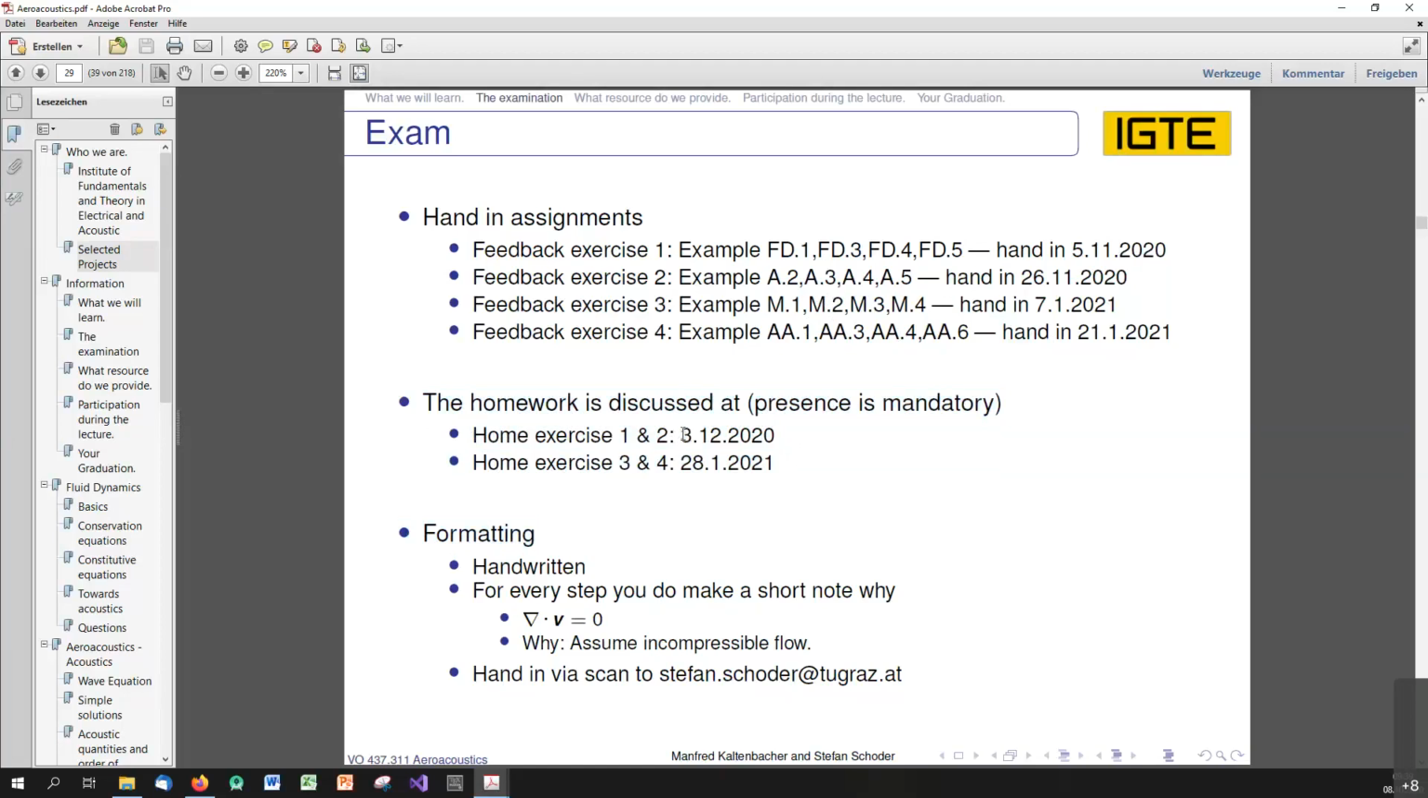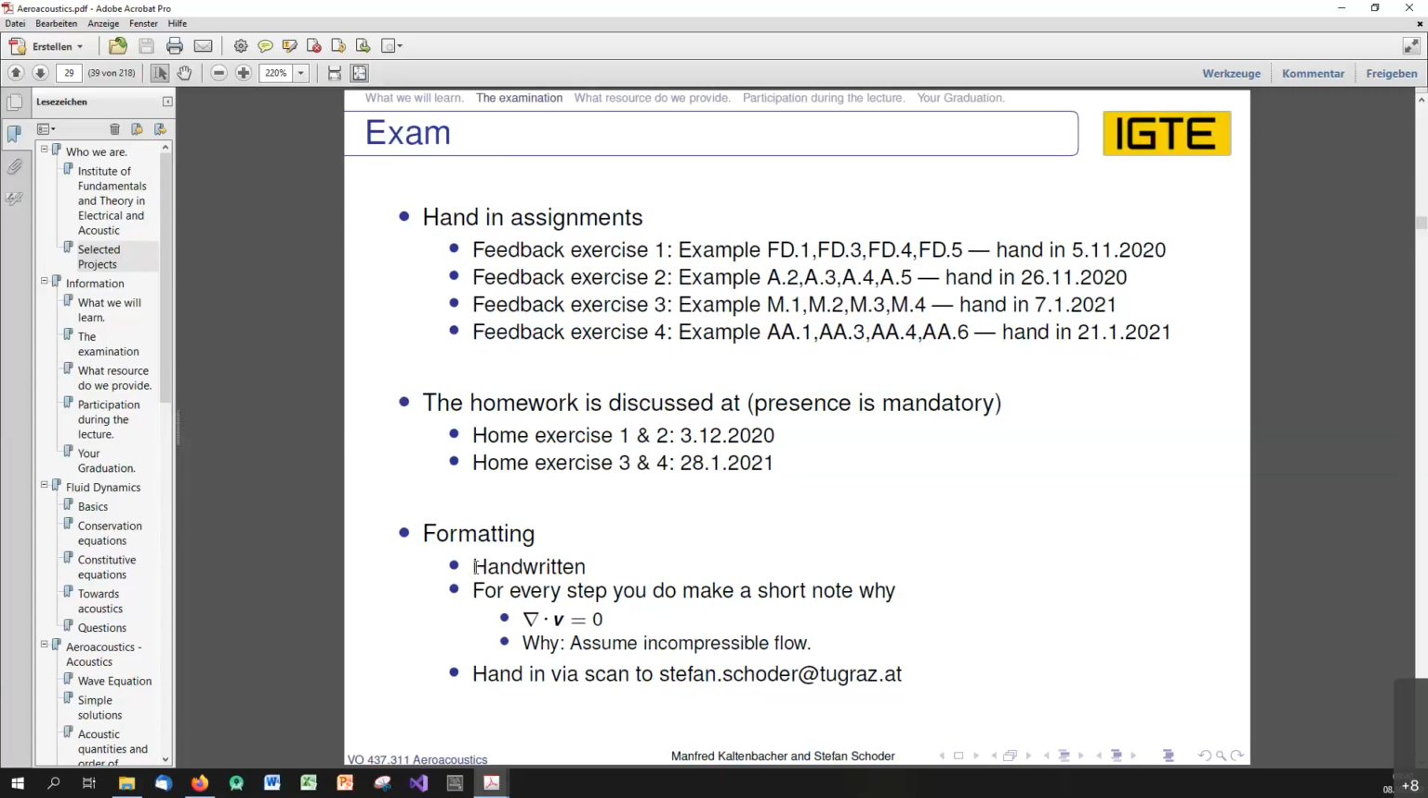Homework exercises 1 and 2 are discussed in December, and homework exercises 3 and 4 are discussed at the end of January. The format of the submission will be the following. You do the calculation handwritten.